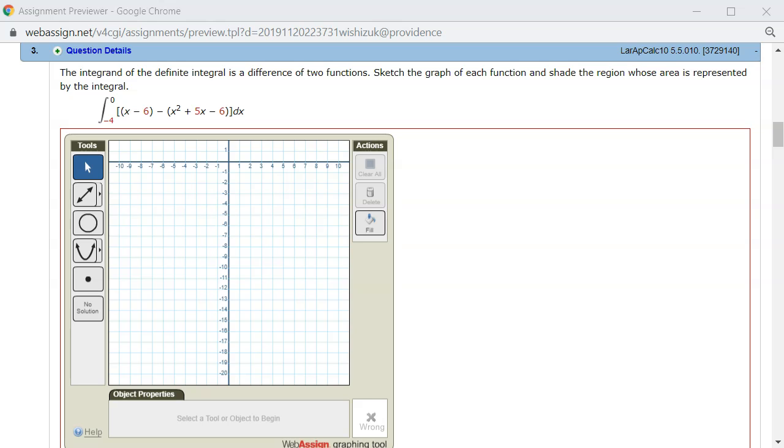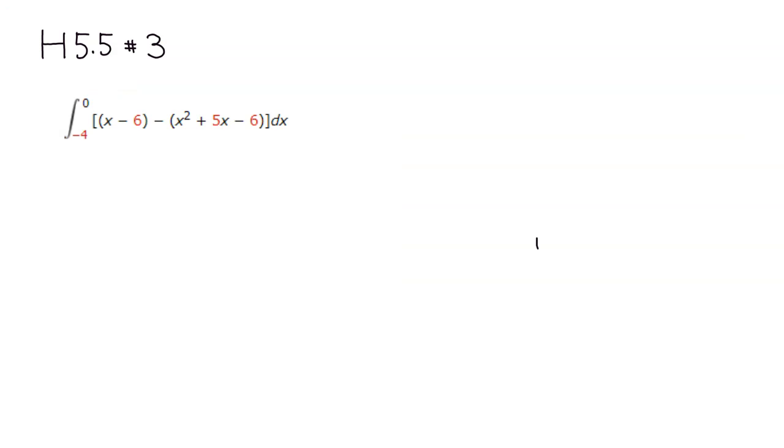Alright, let's look at homework 5.5, problem number 3. We want to sketch the region whose area is represented by this given definite integral. Alright, so let's do that.